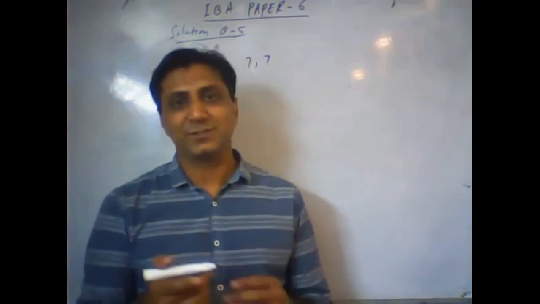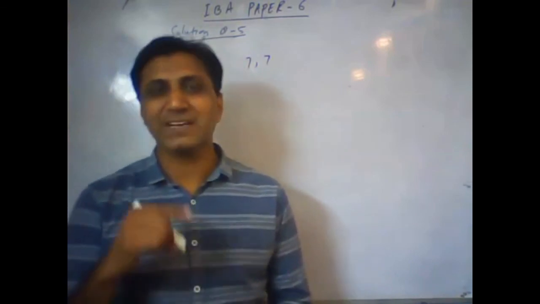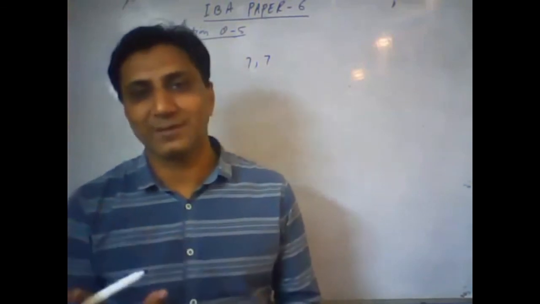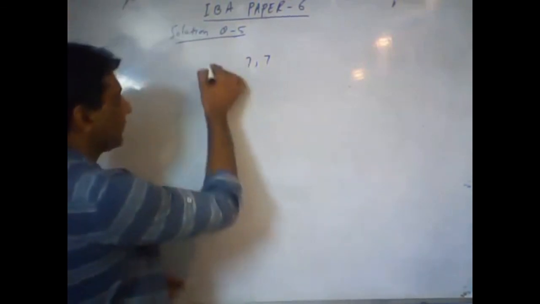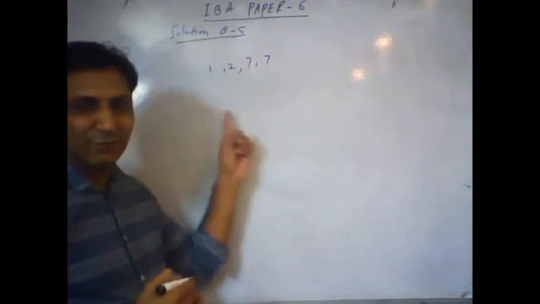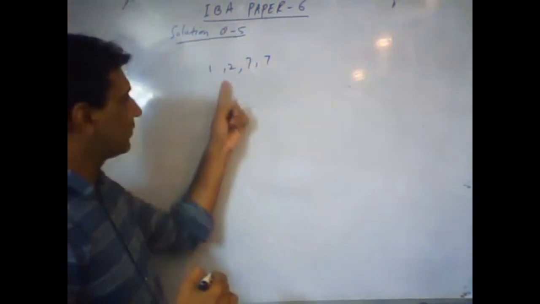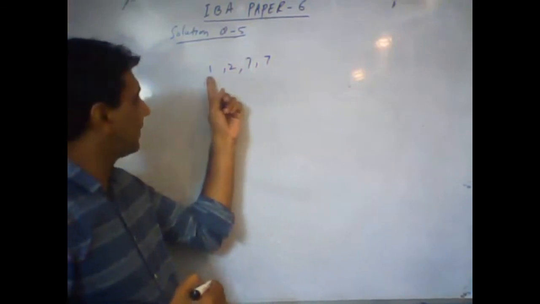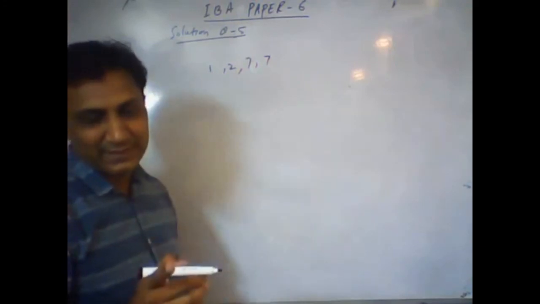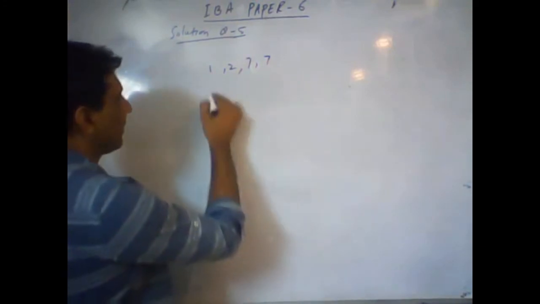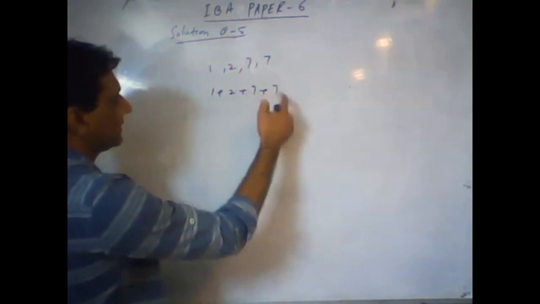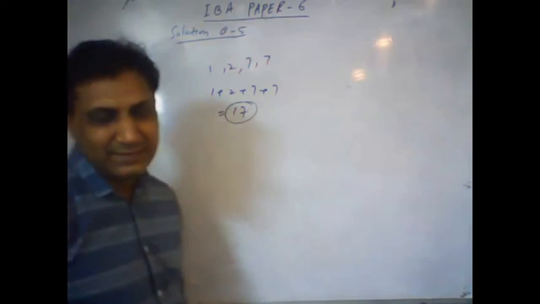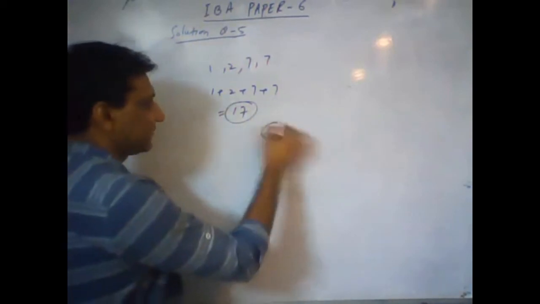So because we need the least values, we will consider 1 and 2. Why not both 1? Because there can be another mode then. So these are 4 positive integers whose mode is 7, and the least possible values of the other 2 numbers are 1 and 2. He says the sum of these 4 integers, so the sum of 1 plus 2 plus 7 plus 7 is 14, and 2 is 16, and 1 is 17. So the least possible answer is 17, that is option C.